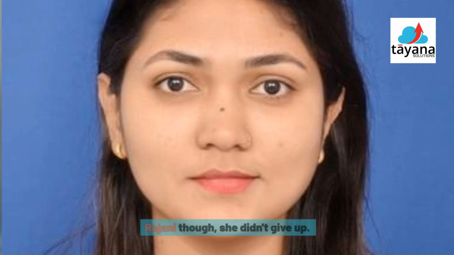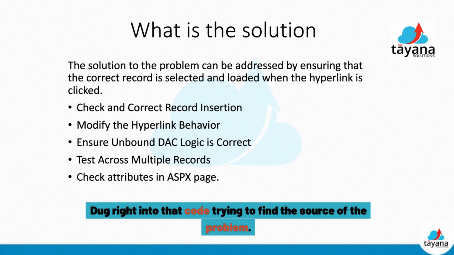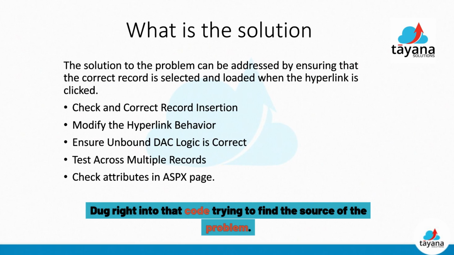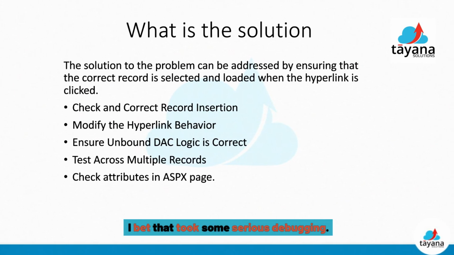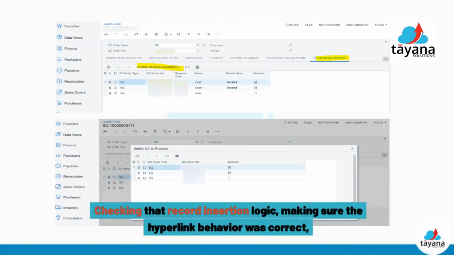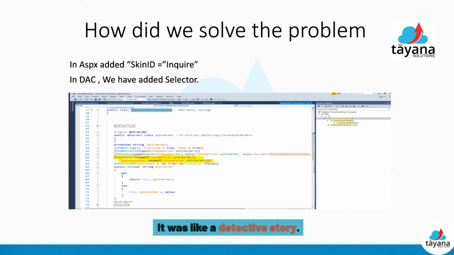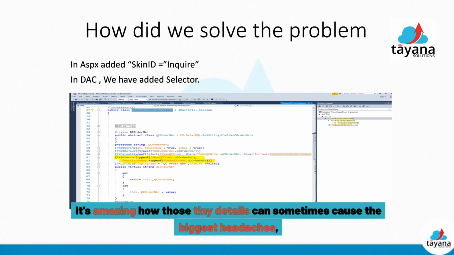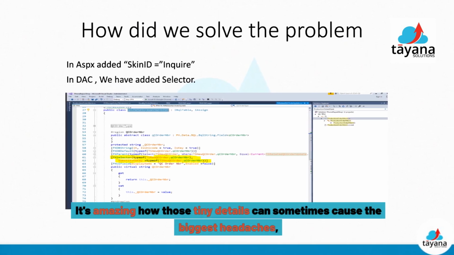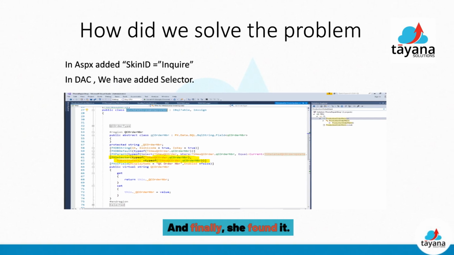For sure. Rajani, though, she didn't give up. She's a pro. She dug right into that code, trying to find the source of the problem. I bet that took some serious debugging. It did. Checking that record insertion logic, making sure the hyperlink behavior was correct. Line by line, going through those ASPX attributes with a fine-tooth comb, it was like a detective story. It's amazing how those tiny details can sometimes cause the biggest headaches. You're telling me? And finally, she found it.